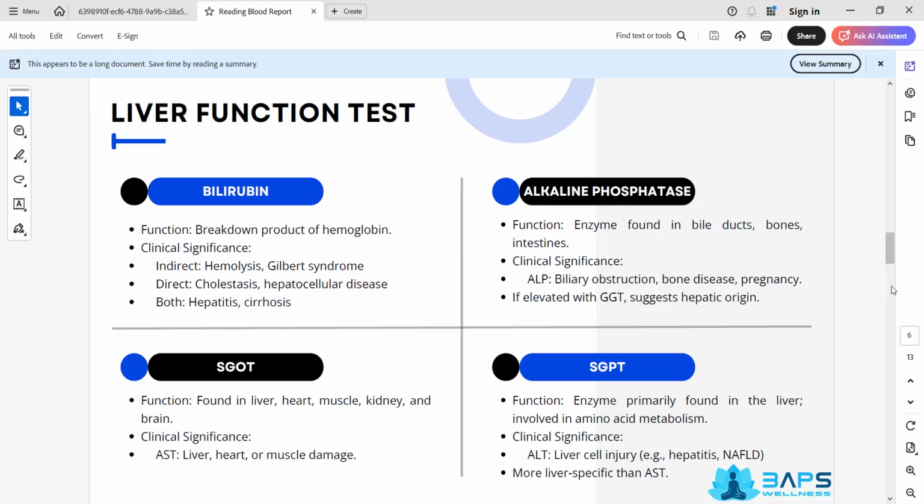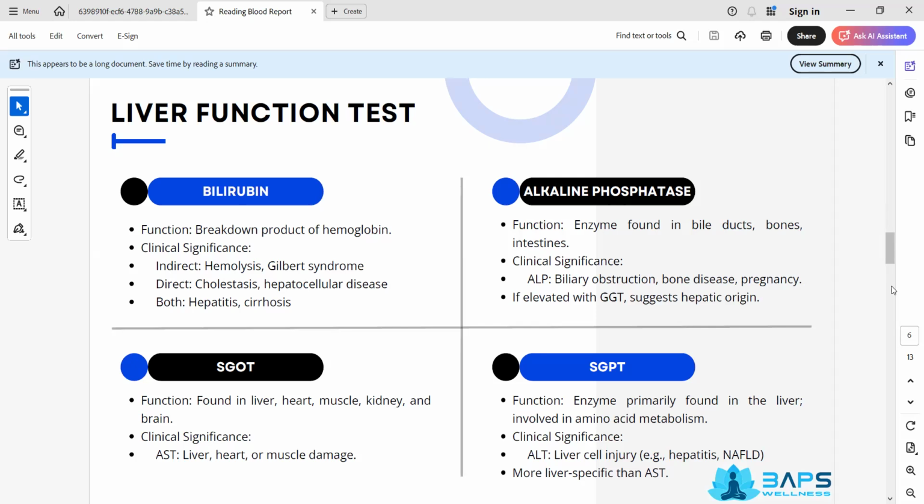In case of direct bilirubin, it is because of the liver. Hepatocellular disease, hepato means liver, hepatocytes, hepatocellular disease. Then cholestasis. And if both direct and indirect are more, then it is a severe, serious condition, maybe due to hepatitis, or it is the worst scenario called cirrhosis, which is irreversible. So bilirubin gives an idea, a first look.